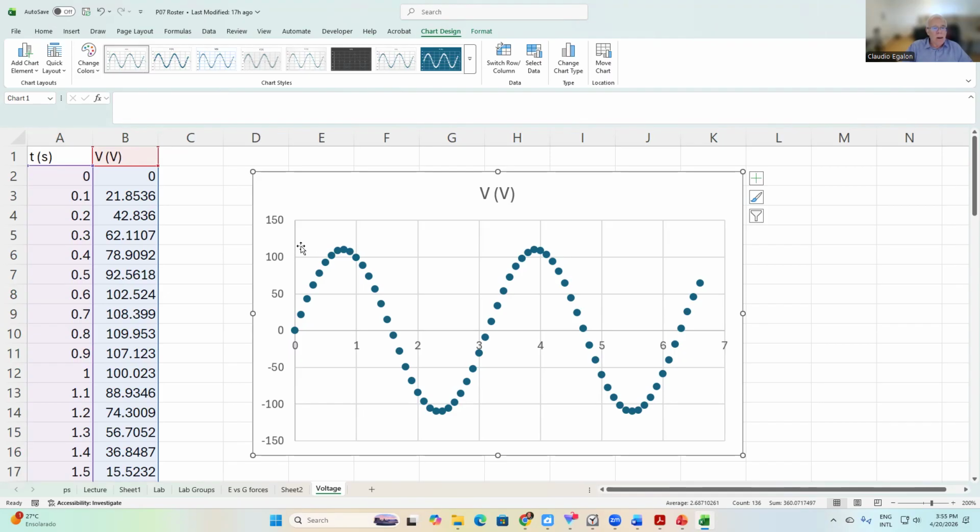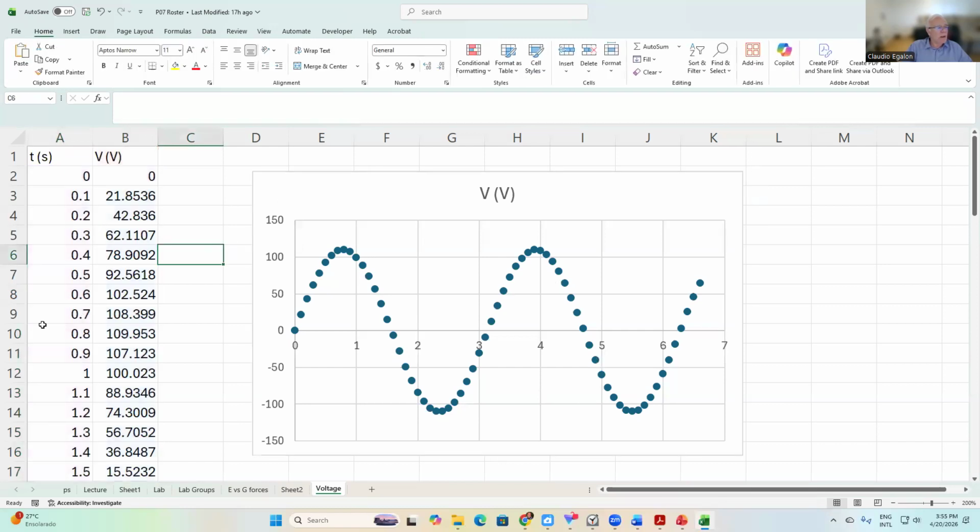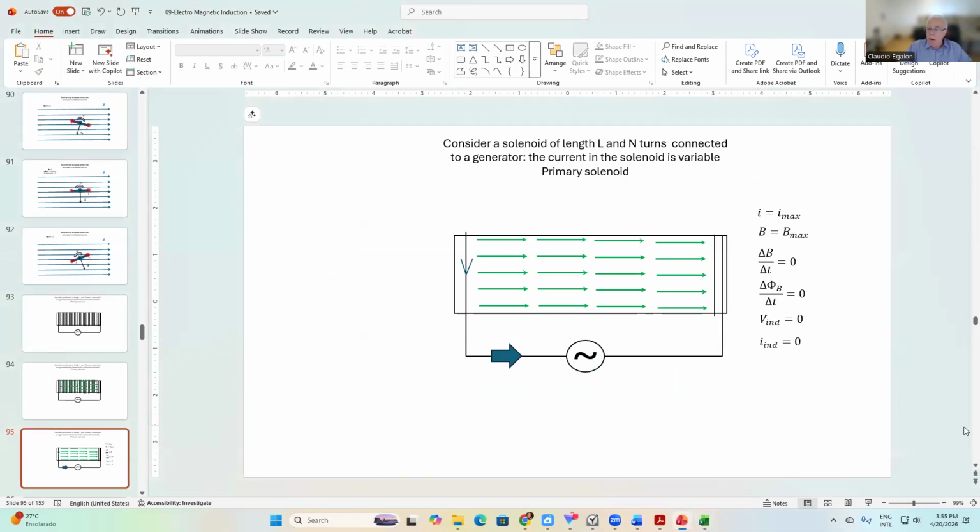Okay? And what this transformer does, the transformer changes this peak voltage. That's what the transformer does. It changes the peak voltage. It doesn't change the frequency. So let me copy this device there. And here I'm going to show you also a picture of a transformer. Let's see if I have here a drawing of a transformer, even better.